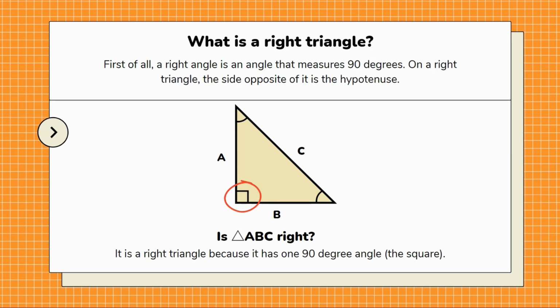So is triangle ABC right? It is a right triangle because it has one 90-degree angle, which is the square. The square is 90 degrees. So thus, it's a right triangle.